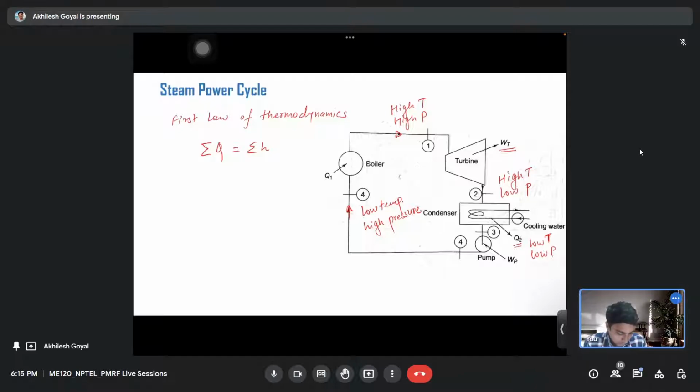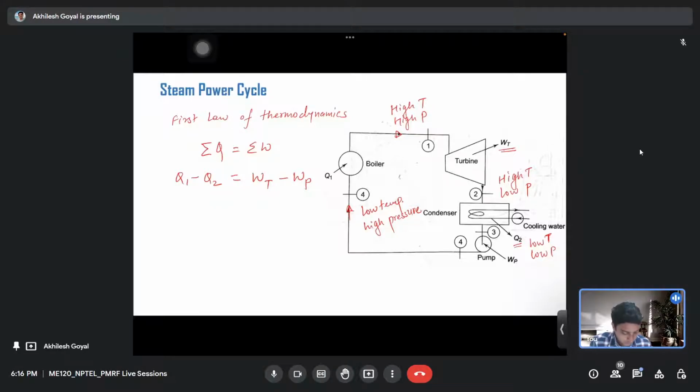that is, total heat transfer to the system is Q1 minus Q2. The Q1 is heat supplied in the boiler, and Q2 is the heat rejected in the condenser. That is equal to summation of work, that is Wt, turbine work that we receive in the form of shaft work, and minus Wp, that is pump work. So this pump work is done on the system, so this is negative. Okay, so Q1 minus Q2 is equal to Wt minus Wp.